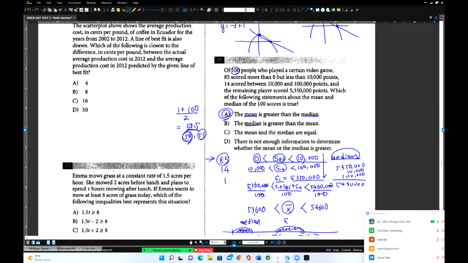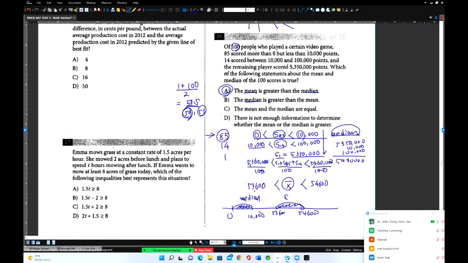Are you guys okay with this? The median is the middle number. So the middle number belongs over here because of the 85 people. Okay.